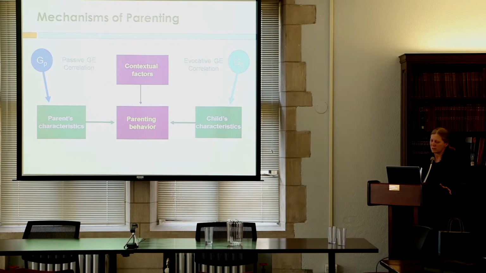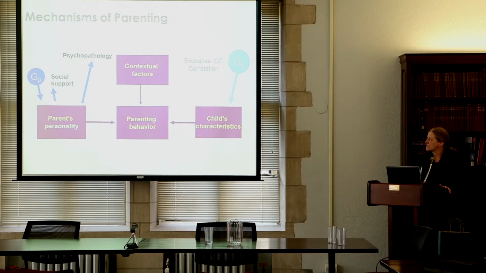While evocative GE correlation is illustrated by the extent to which the child's genes influence their characteristics, which elicit different types of parenting. And parents' personality can also, of course, have an influence on lots of other things like their psychopathology, the amount of social support, their relationship with their partner, which here is illustrated only as influencing their parenting, but marital relationships also, of course, have a direct influence on the child's outcome and functioning.